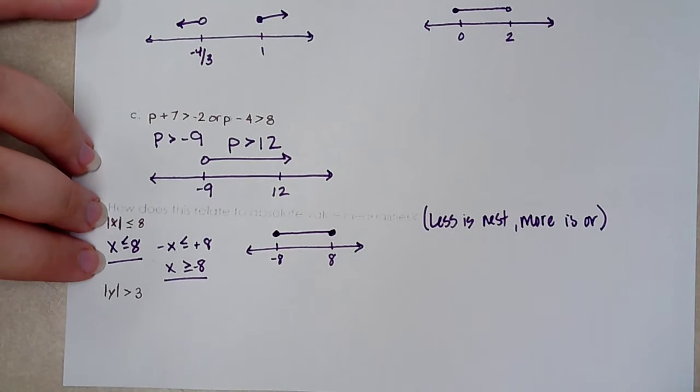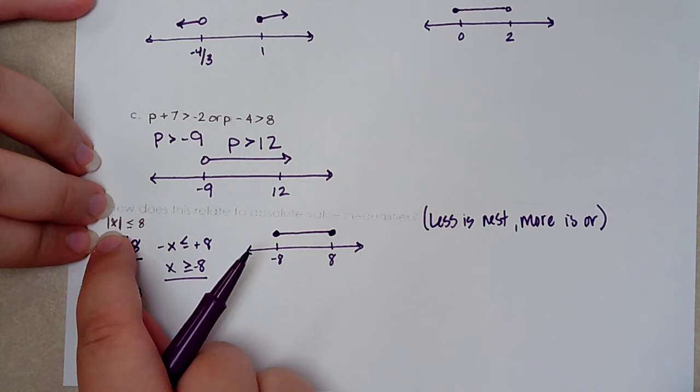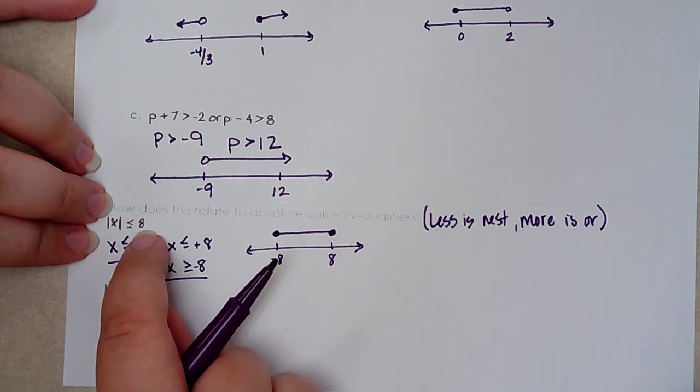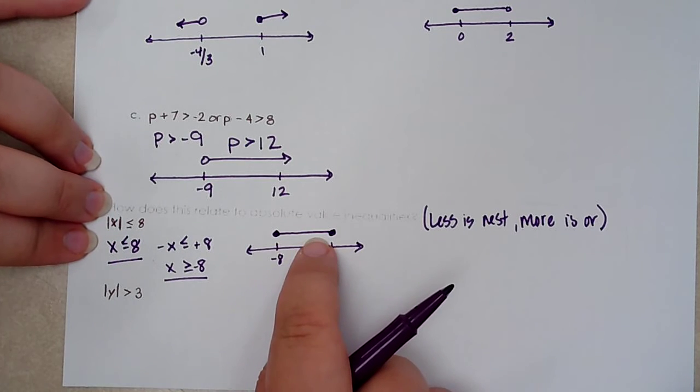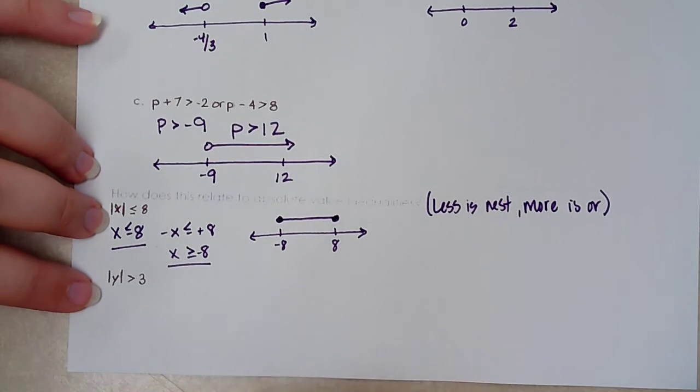So you can go through these steps every time, and I suggest that you do it to start off with. However, notice, because my absolute value is less than, my result is nested in between my two values. Now my more is or comes into play with the next one.